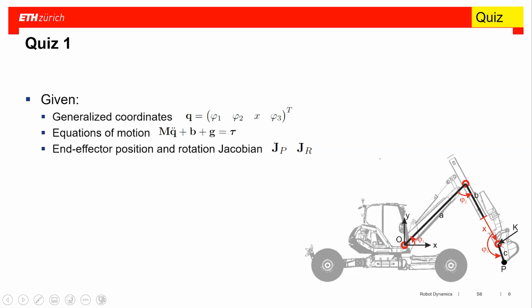For recap, if you look at the dimensionalities, Q is R4 times 1. We have the mass matrix, which is a 4 times 4 mass matrix. The position Jacobian is a 2 times 4 position Jacobian, so we are controlling X and Y. And we have the rotation Jacobian, which is a 1 times 4 Jacobian.